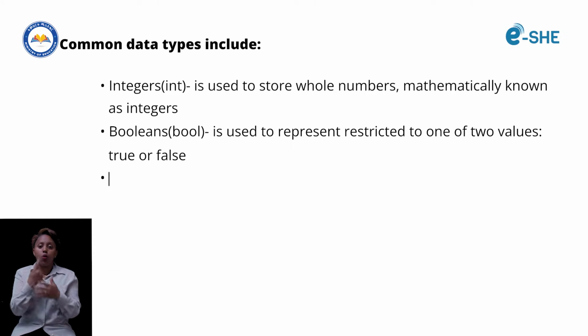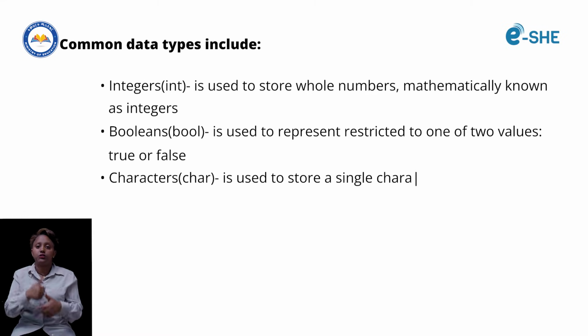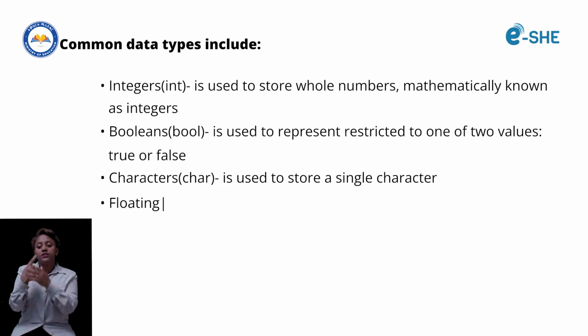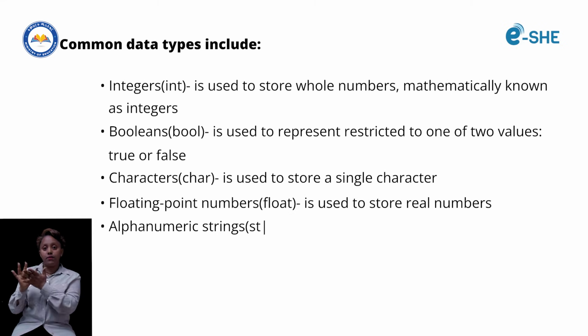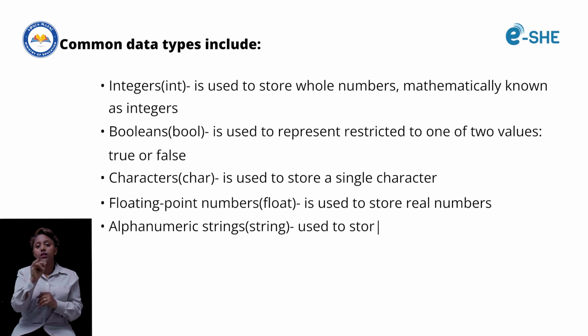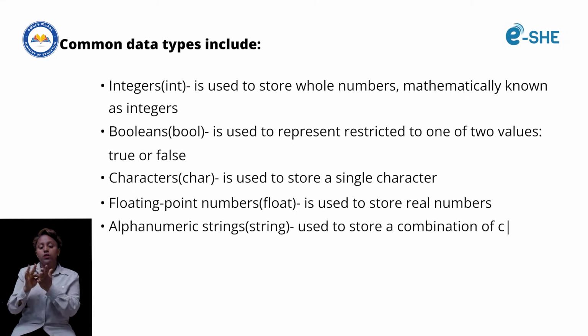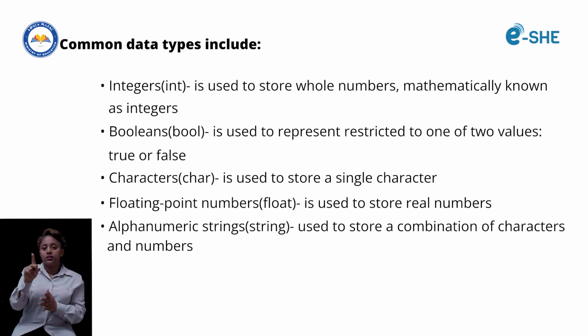The third one is the character, which is defined using char, and this is used to store a single character. The fourth one is floating point numbers, which are defined using float, and this float is used to store real numbers. The fifth one is alphanumeric strings, which is defined using string. This alphanumeric string is used to store a combination of characters and also numbers. So these are the basic and common data types.